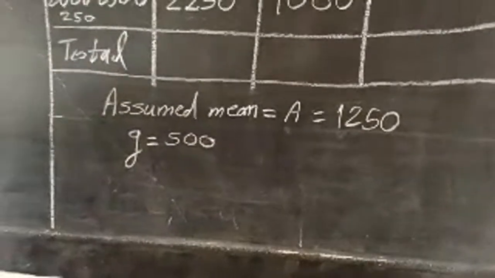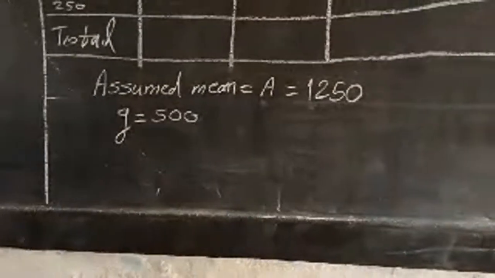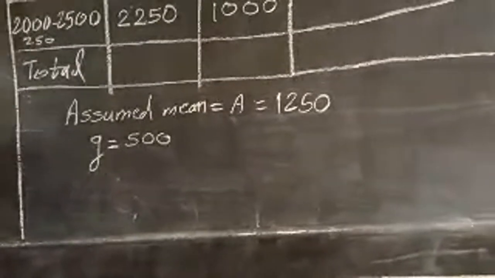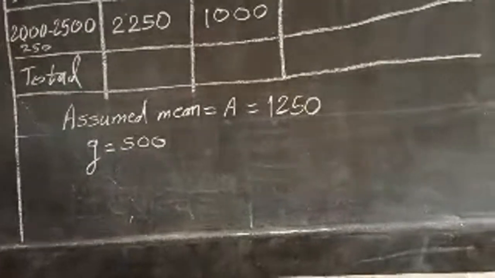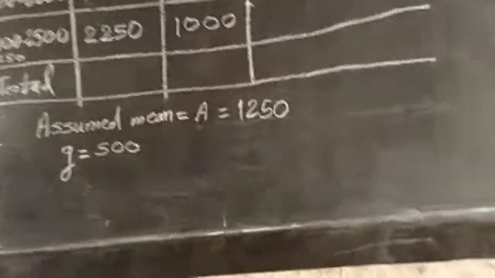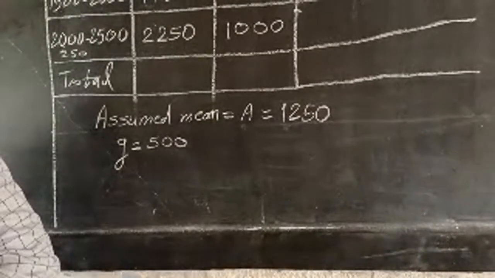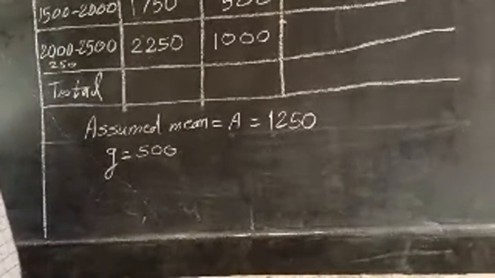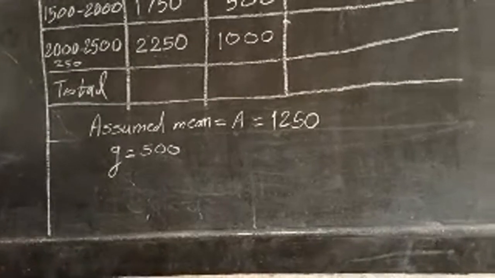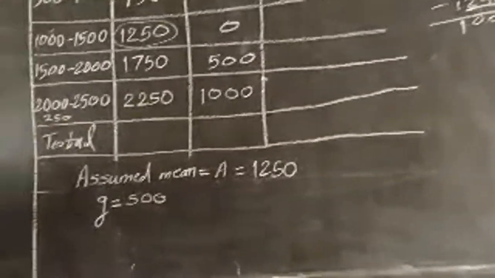Then the next formula of g. The next formula is the difference between lower limits of two consecutive classes. Tell here which are the two consecutive classes.